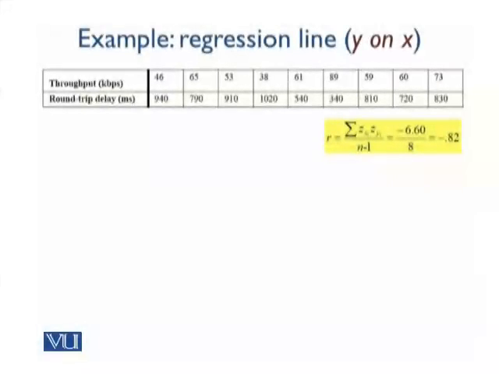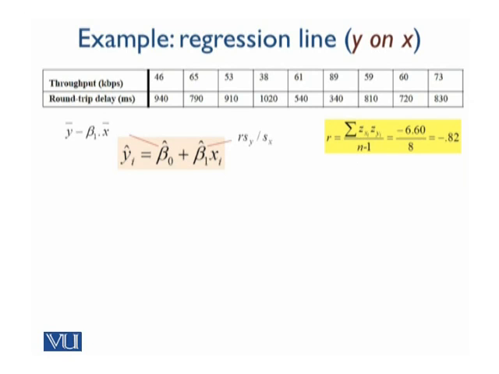Let's now see an example to illustrate how regression works. We are going to continue the same example. The same table is shown on the slide. It contains values of throughput versus round trip time. We've already calculated the correlation for this, and the correlation coefficient value was minus 0.82. Now we are going to determine the regression line for this, so we need to determine beta naught and beta 1.